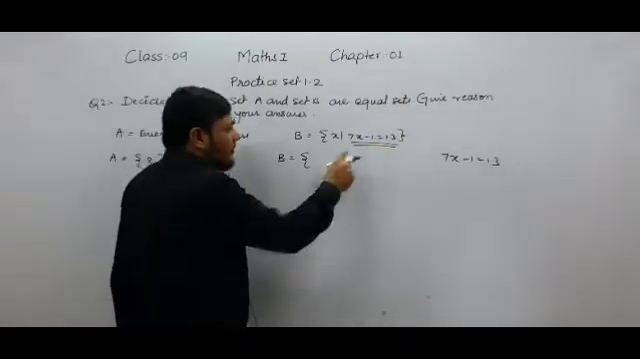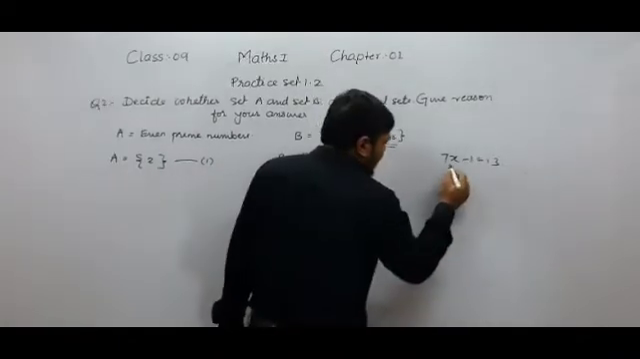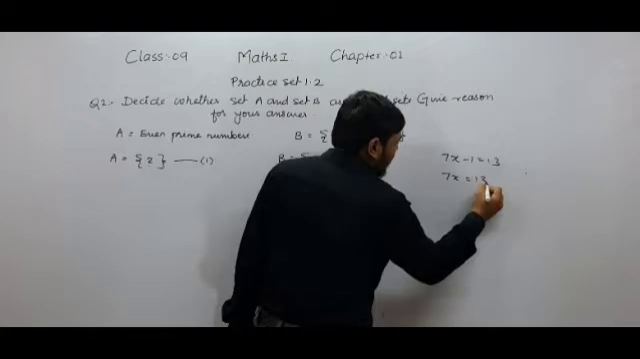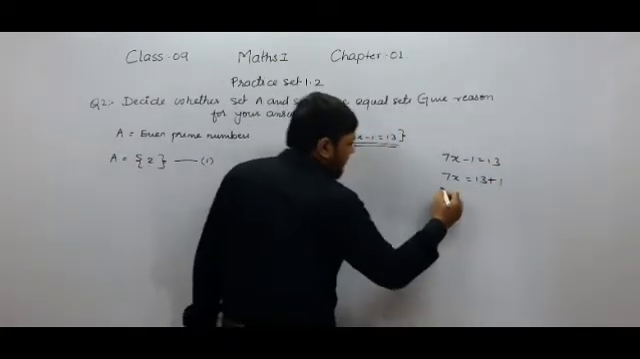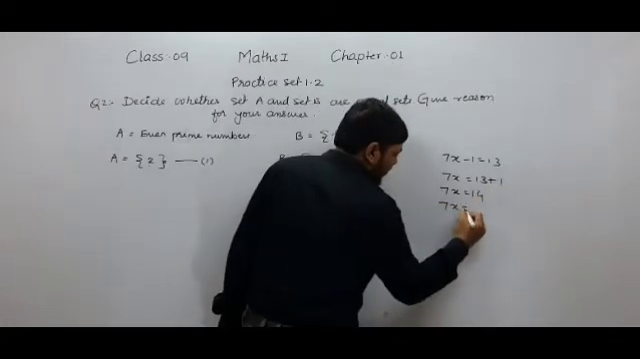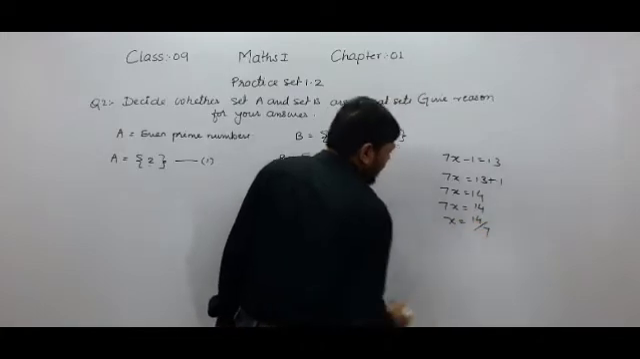So we have to find the value of x. For finding the value of x, we have to solve this equation. Yes, it is 7x minus 1 equal to 13. So 7x equal to 13, and this negative 1 will go to that side. It will be positive 1. So it will be 7x equal to 13 plus 1, 14. So 7x equal to 14 and x equal to 14 upon 7.